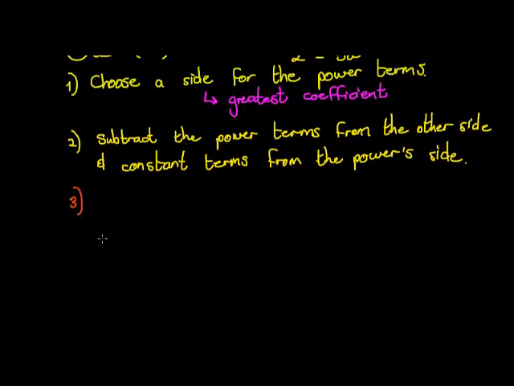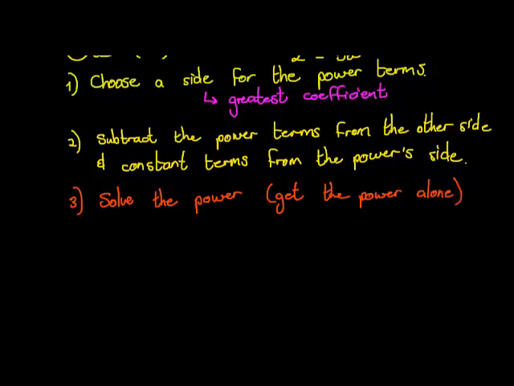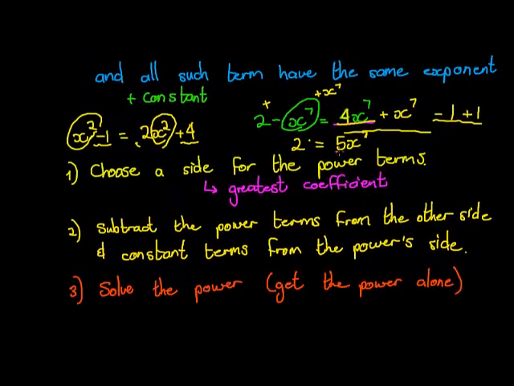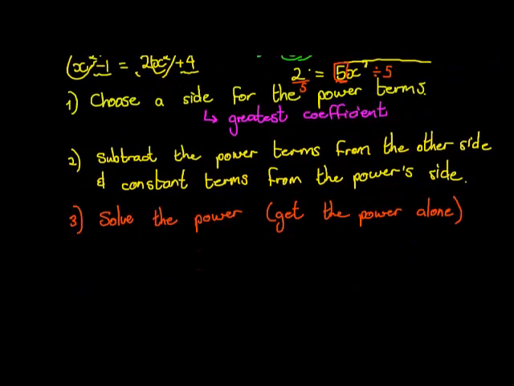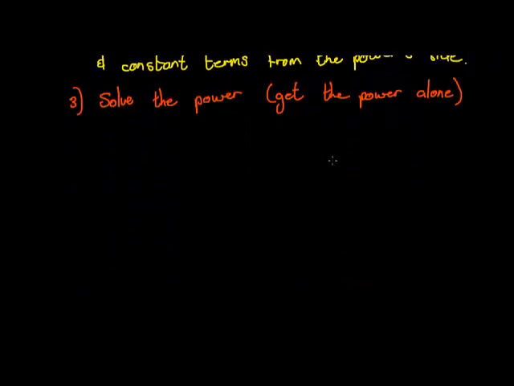Okay, my third step, look at me, I'm changing color. My third step would be to solve the power. What I mean by that is get the power on its own. Get the power alone. So obviously, at this point, all I should really have is the coefficient in front, which I now can divide on both sides. Because I'm multiplying it, I can divide it on both sides, and this specific example is now a mess. But I will have now x to the power of 7 is equal to 2 over 5.